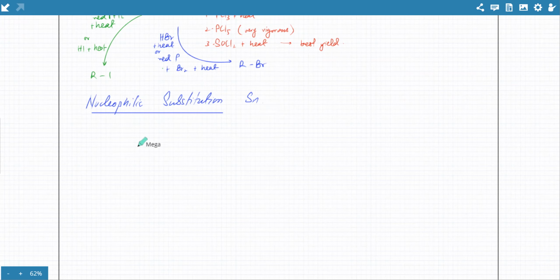Let me write the summary of all the things that can happen. Now you have a halogenoalkane, where X could be chlorine, bromine, or iodine, and there are three separate reactions that could take place. The first one: you could add NaOH aqueous and reflux.